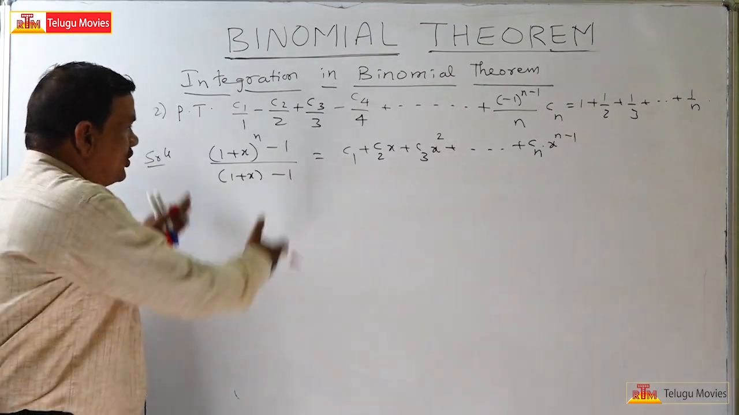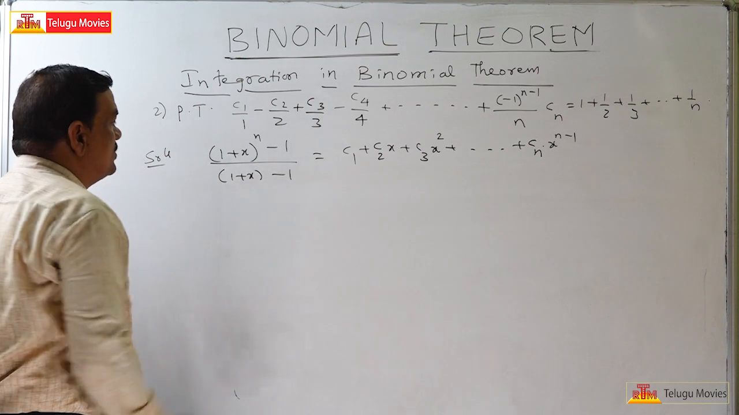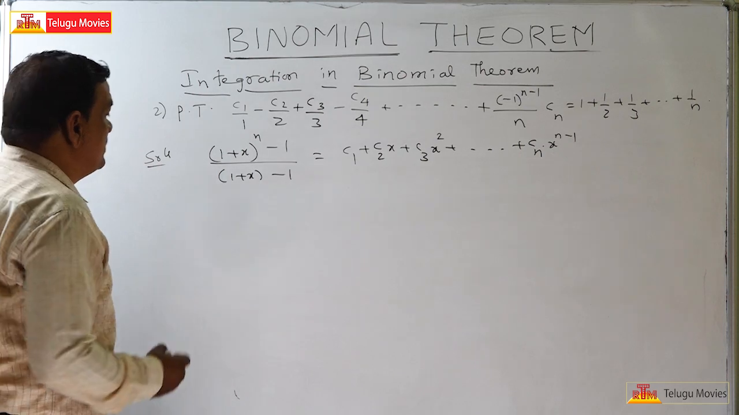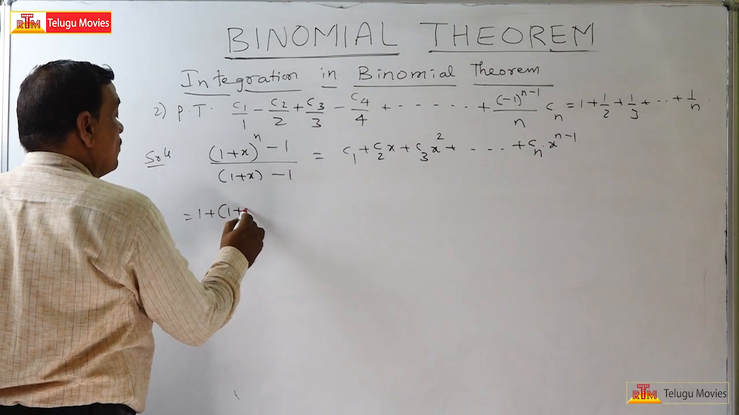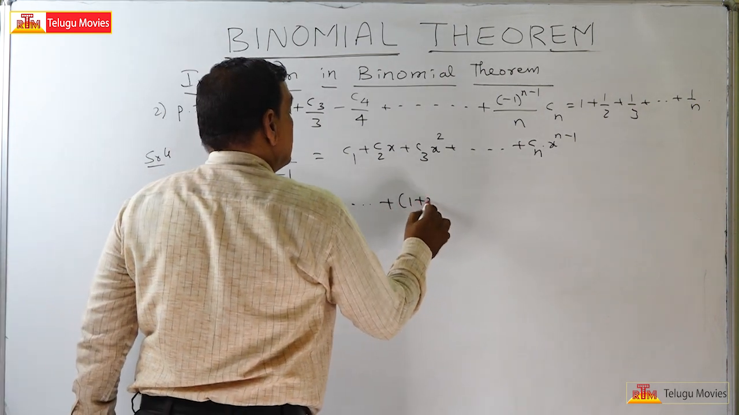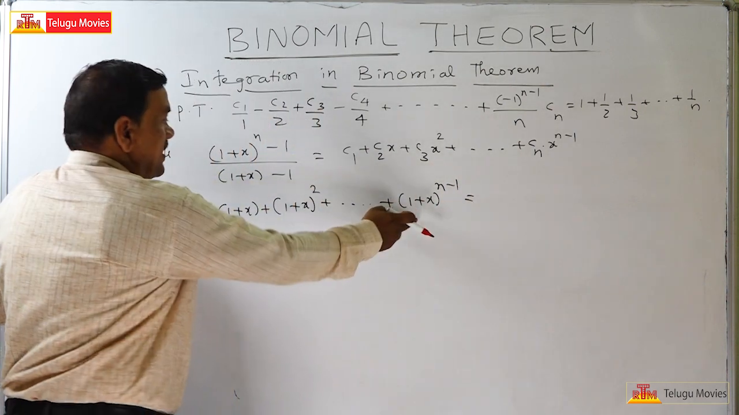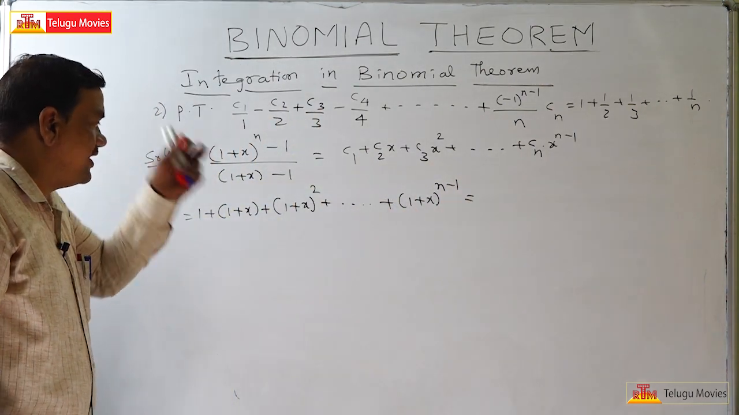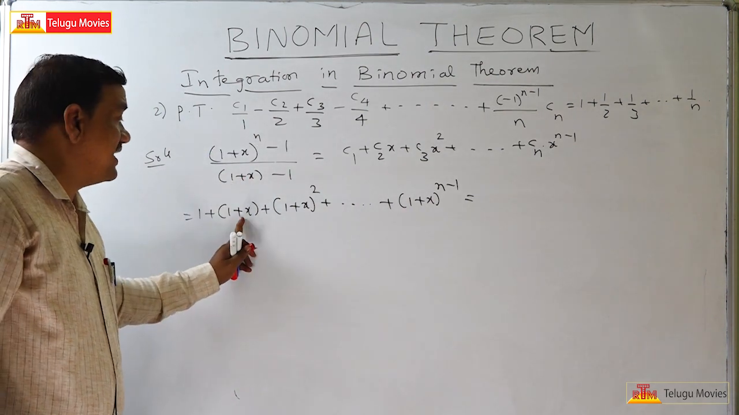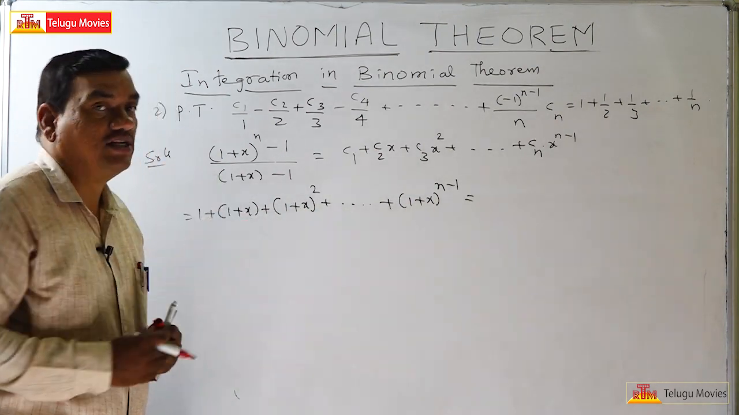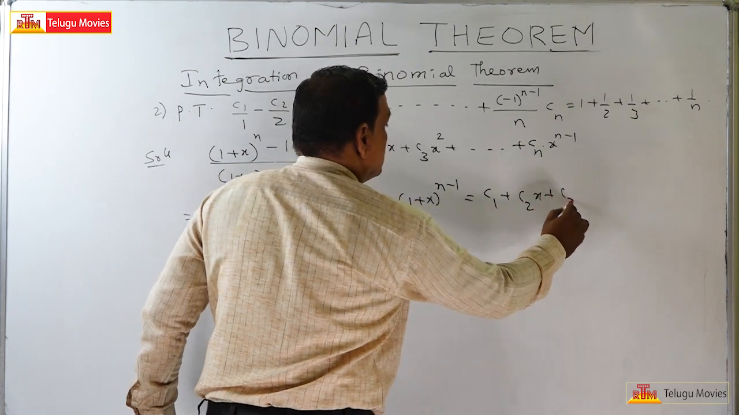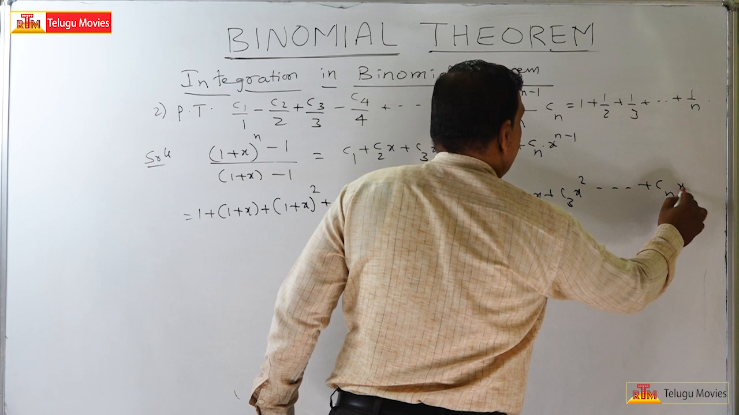Okay, let us continue the problem. What is the expansion of (1 plus x) whole power n minus 1 by (1 plus x) minus 1? If you see this expansion, you will get 1 plus (1 plus x) plus (1 plus x) square, so on, (1 plus x) whole power n minus 1. We have a formula: x power n minus 1 by x minus 1 is 1 plus x plus x square plus so on x to the power of n minus 1. So that is the same as c1 plus c2x plus c3x square so on cn x power n minus 1.